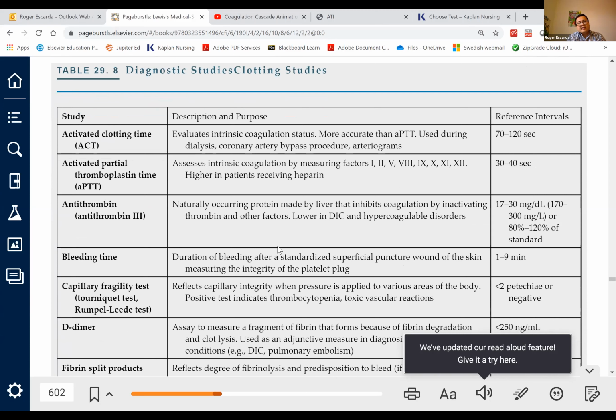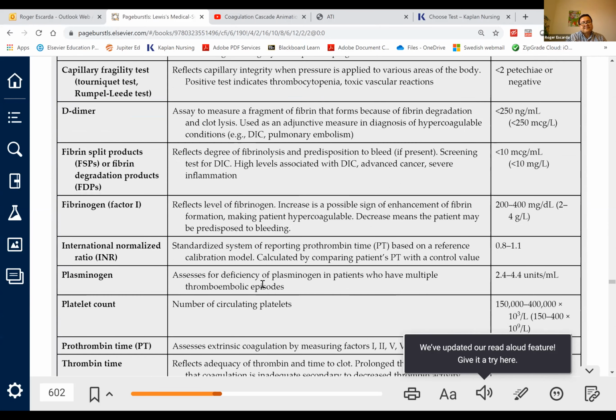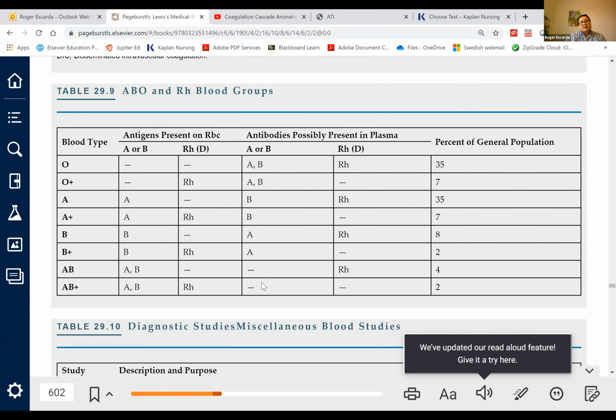Table 29.8, these are the bleeding times. We'll discuss these in chapter 37, which will be next. Have you memorized this yet? Part of your questions will be related to blood transfusion, because these next disorders involve anemia, thrombocytopenia, and neutropenia. So this will involve transfusions of blood products. Most common question will be blood transfusion.